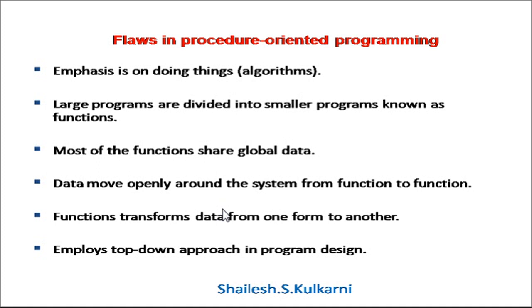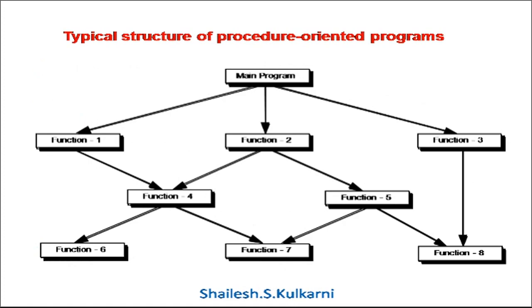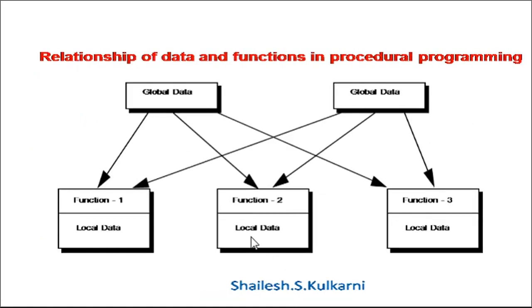But what is the problem with that? Most of the functions share global data. If you look at this diagram, here we have something called local data and global data. Local data is nothing but the variables that we have declared inside a function. They are referred to as local variables or local data, whereas global data is something that is common to all functions. Now as the global data is accessed by all functions, that data can be modified, right? It may happen that there is one function, let's say function 4, which has nothing to do with global data. That function can also access global data, which will result in modification of data.